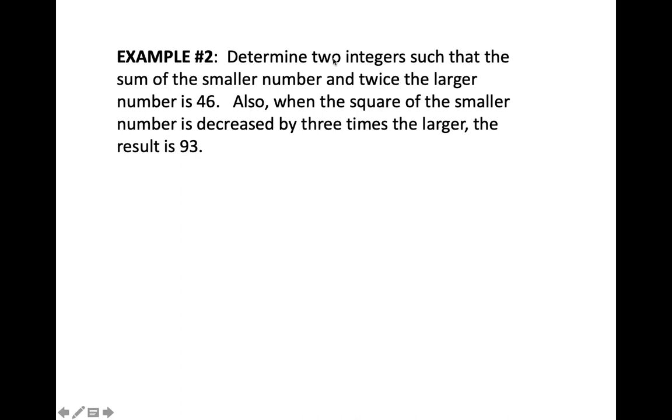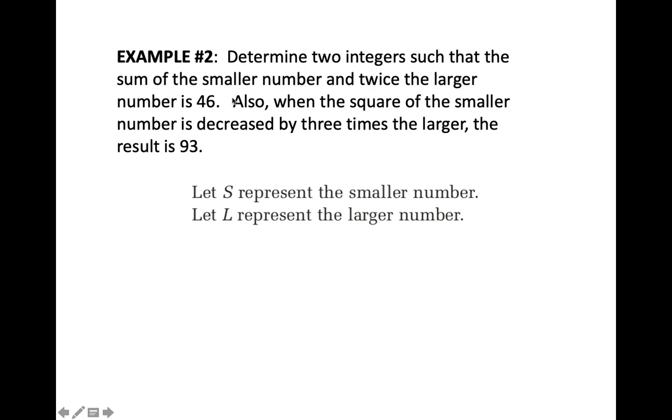And so to start with, we've got two integers. One is small and one is large. So let's give them some names. Let S be the small number and L be the large number. And then we take those and think, okay, how do I translate what I've been given? So it says determine two integers such that the sum of the smaller, sum of course means to add. It's the answer when you add. So I'm going to add the smaller number and twice the larger. And that answer is 46. So I would write that S plus 2L is 46.